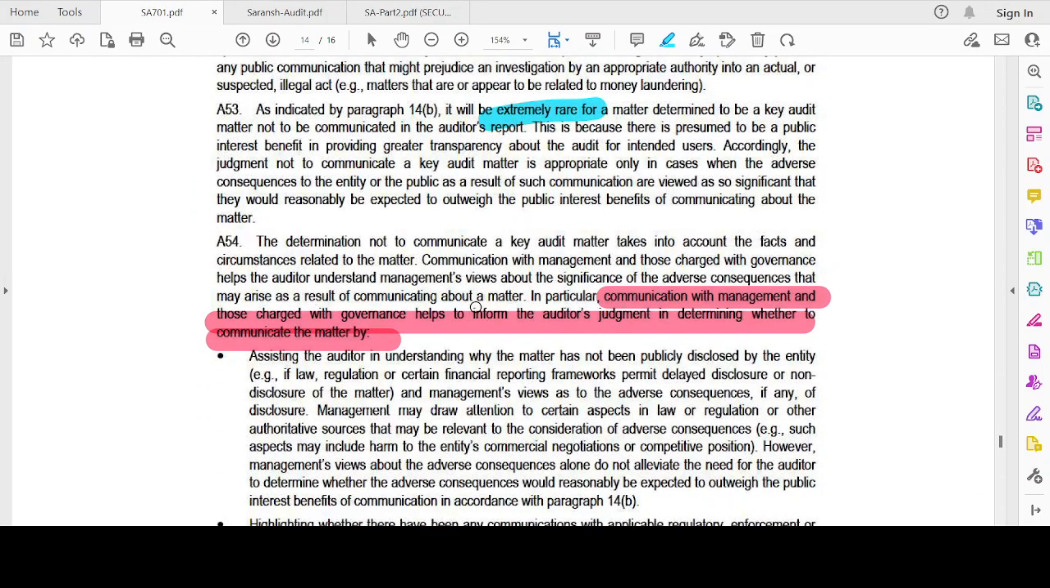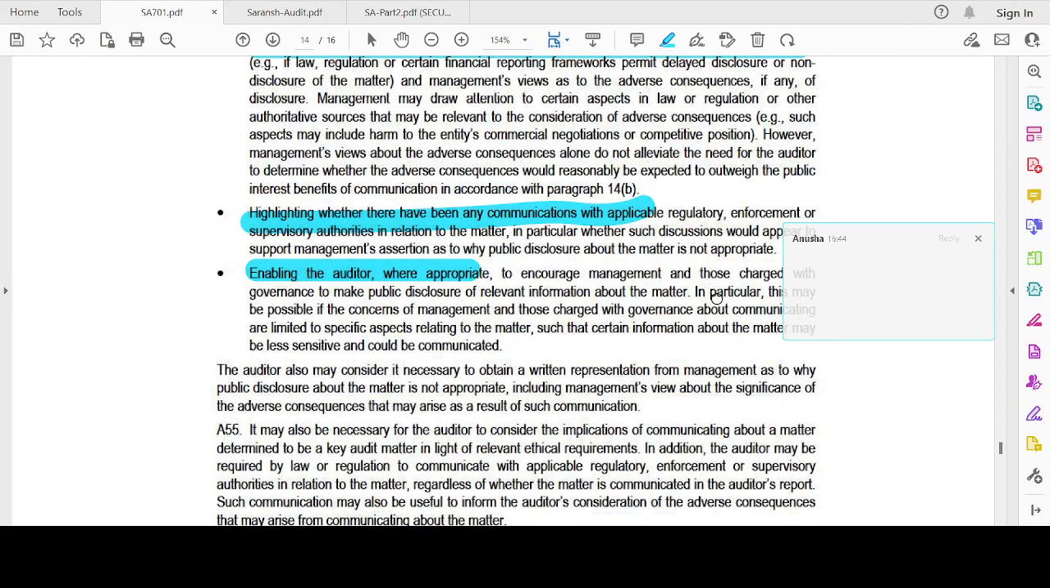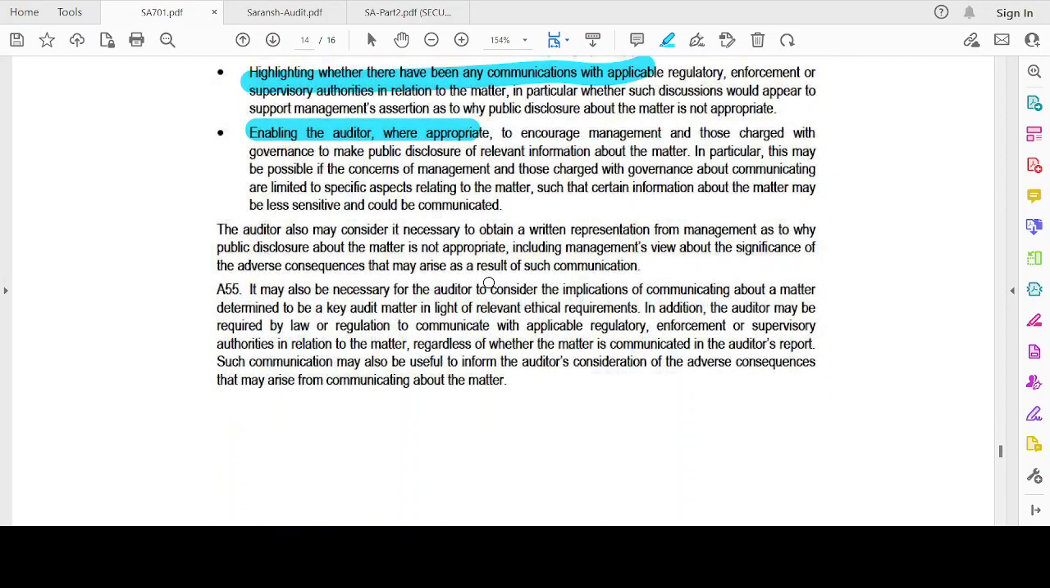Communication with management and those charged with governance helps to inform the auditor's judgment in determining whether to communicate the matter, by assisting the auditor in understanding why the matter has not been publicly disclosed by the entity and highlighting whether there have been any communications with applicable regulatory or legal requirement, enabling the auditor, where appropriate, to encourage the management and those charged with governance to make a public disclosure. The auditor may also consider it necessary to obtain a written representation from the management as to why public disclosure about the matter is not appropriate, including the management's view about the significance of the adverse consequences that may arise as a result of such communication.